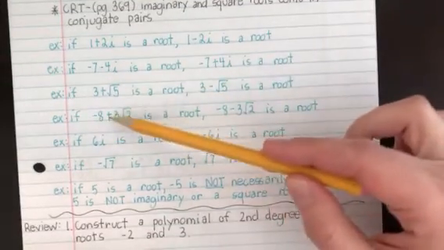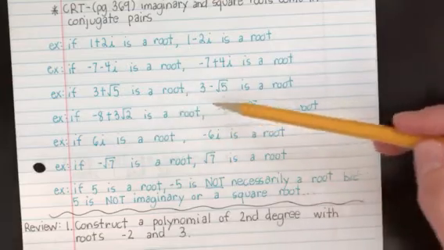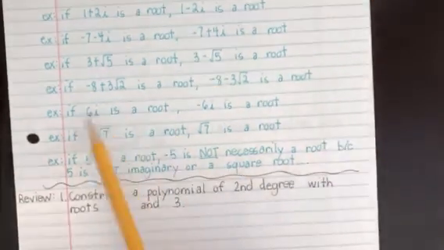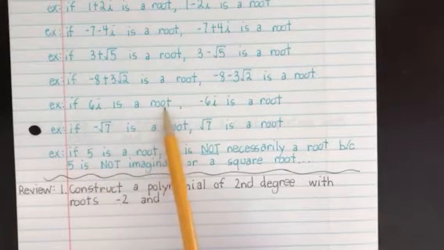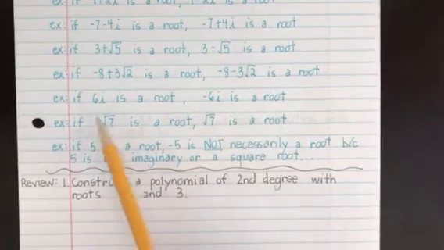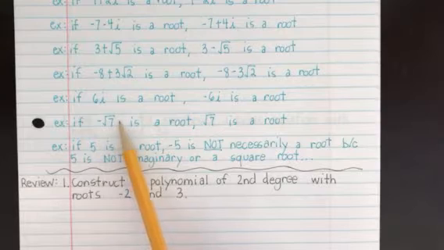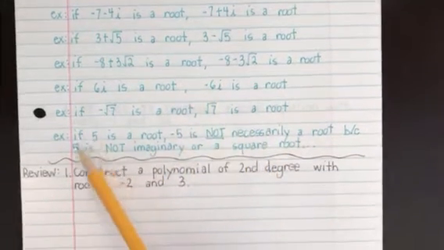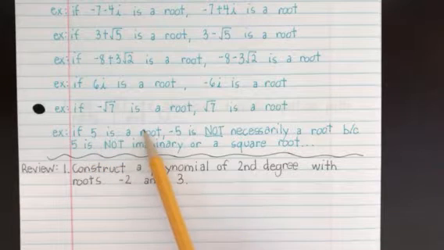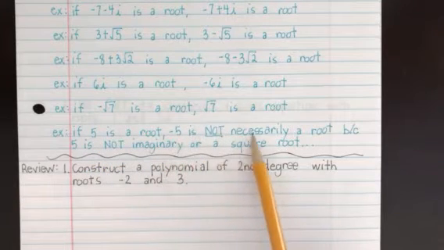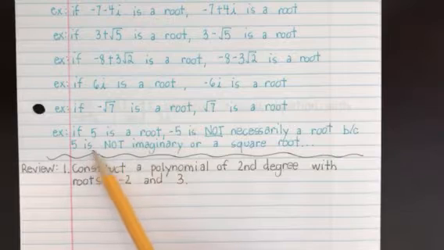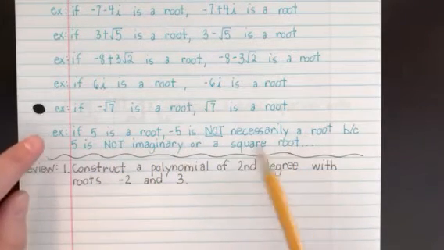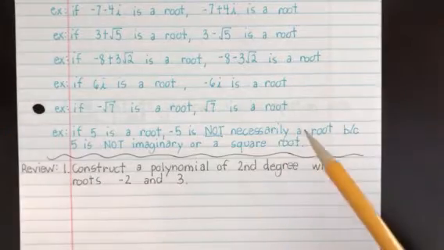If negative 8 plus 3 square root of 2 is a root, negative 8 minus 3 square root of 2 is a root. Similarly, if 6i is a root, negative 6i is a root. If negative square root of 7 is a root, square root of 7 is also a root. But if 5 is a root, negative 5 is not necessarily a root because 5 is not imaginary or a square root. So this theorem only works for square roots and imaginary numbers.